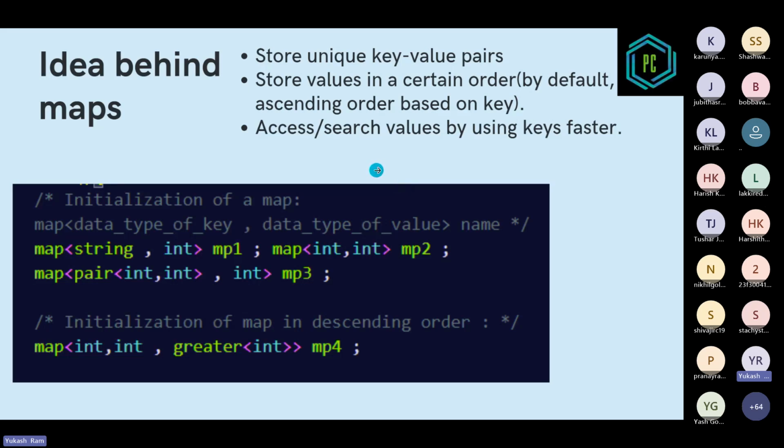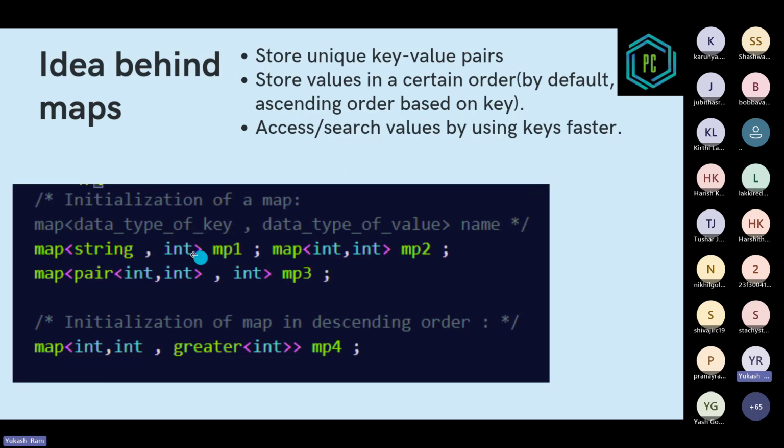In the pair, the first element is called the key, and the second element is called the corresponding value. So in maps, all the keys will be distinct. As in any other associative container, the values are stored in a certain order, and by default it is in ascending order based on the key.